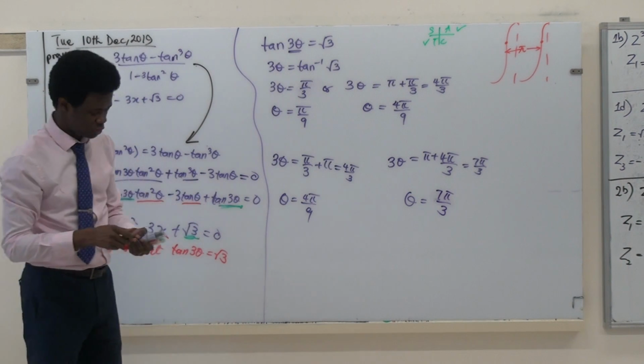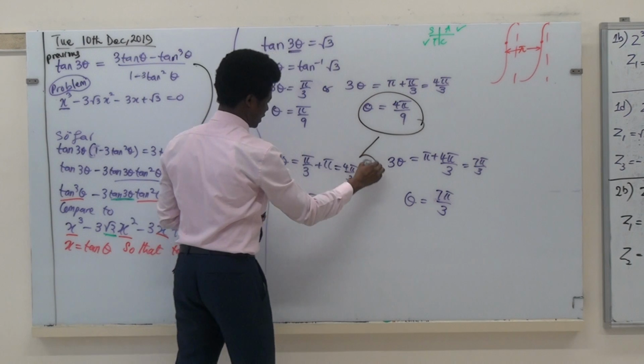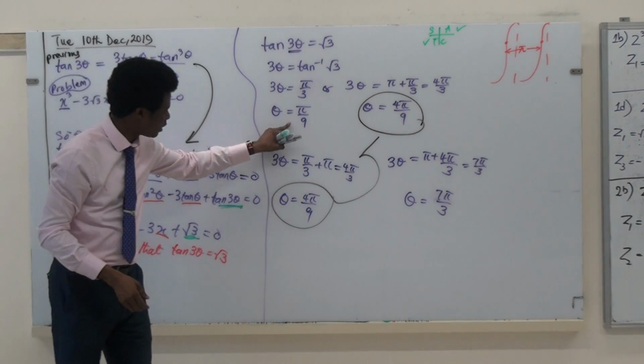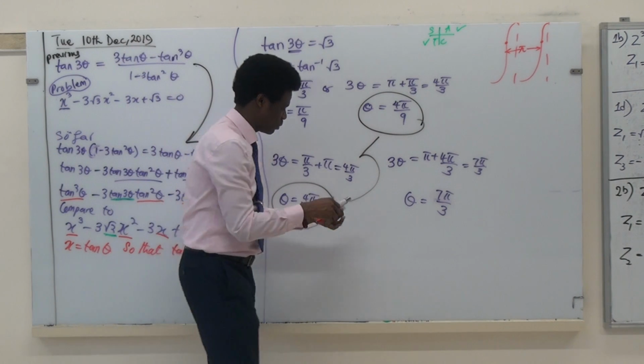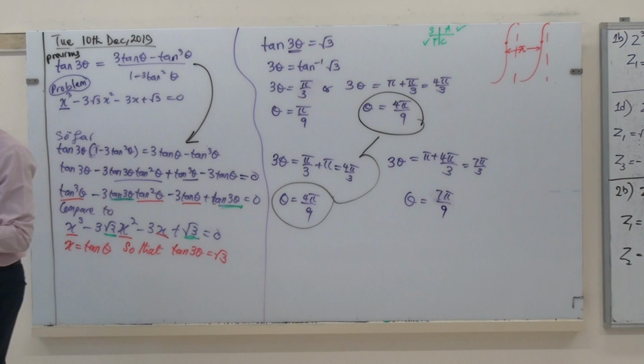Now, when you check, you realize that this and this are the same. So which is why we have 3 values: pi over 9, 4 pi over 9, and 7 pi over 9, not 7 pi over 3. So we have found the other possibilities.